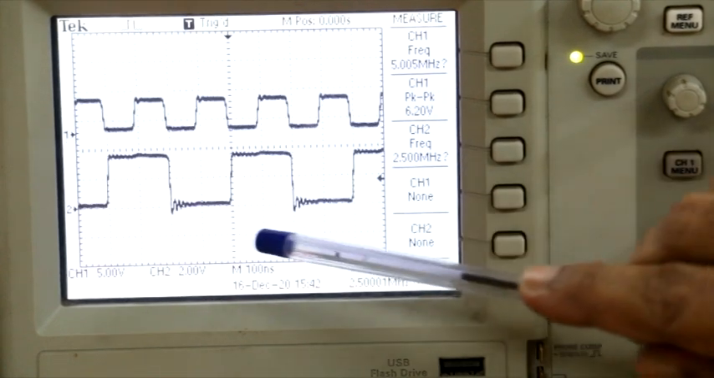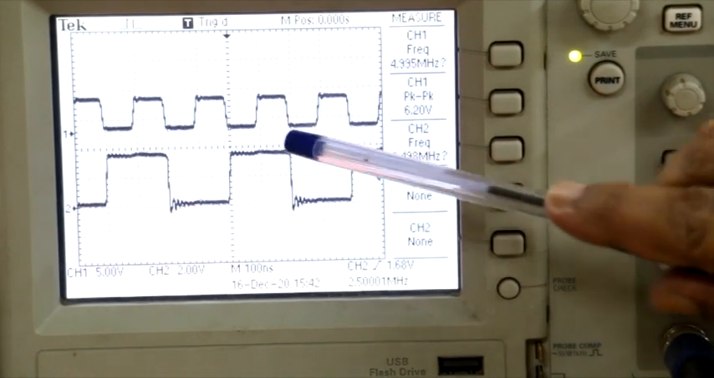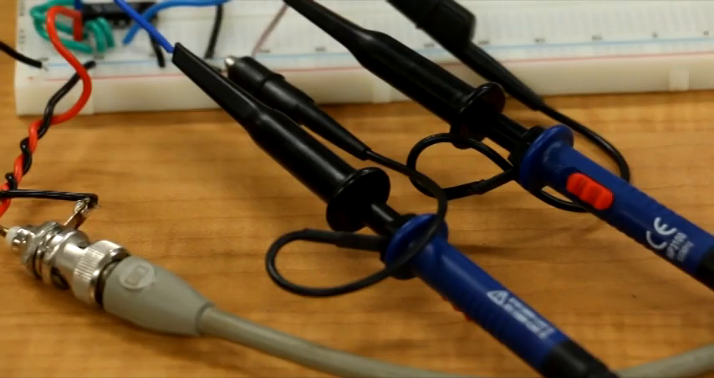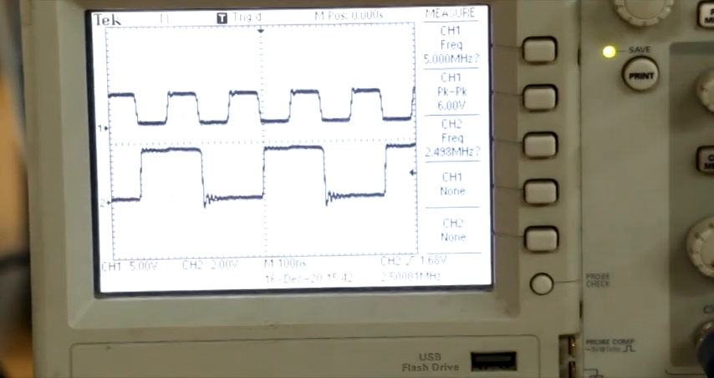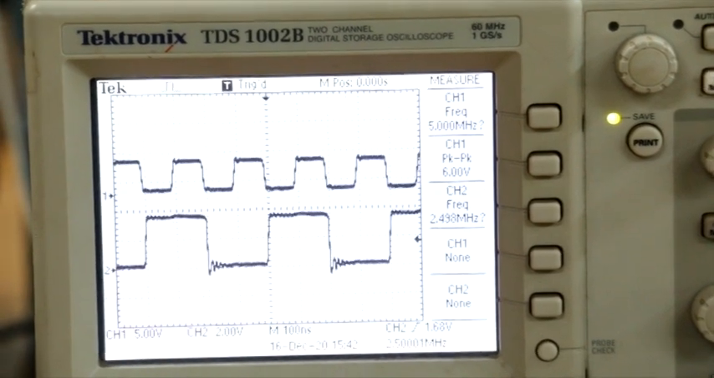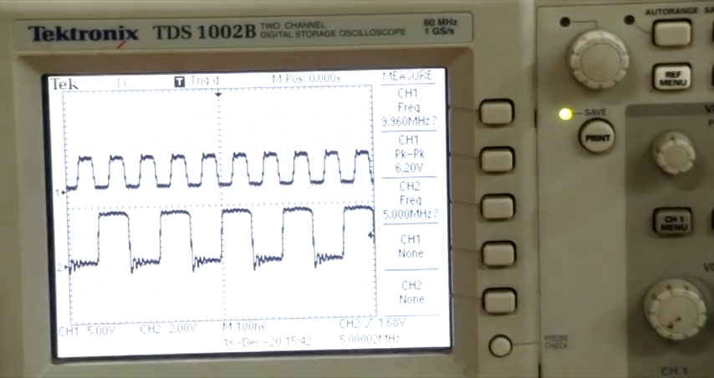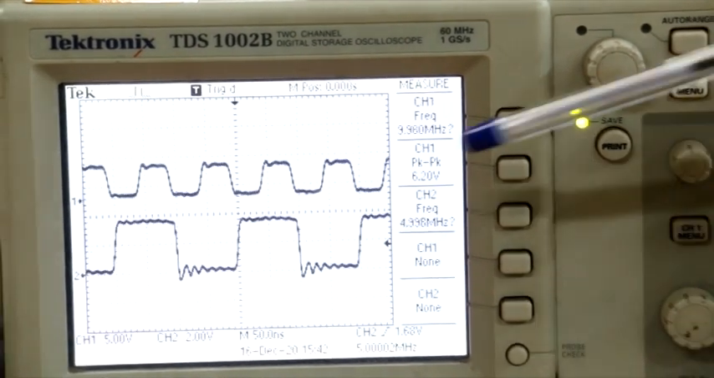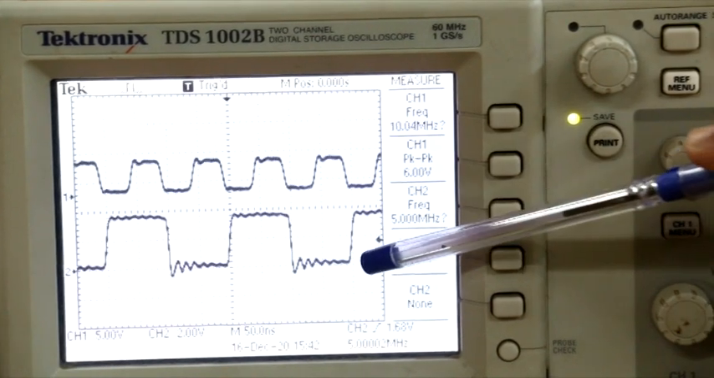But at the same time, you can now see a kind of ringing happening on this line. This is why I was telling you that once you start working above 1 megahertz, you need to be very careful. These small wires, even the probe ground leads, have to be as small as possible. Even at 5 megahertz, you can see it is kind of noisy. Let me go to 10 megahertz. So this is 10 megahertz at the input clock. Channel 1 is 10 megahertz, channel 2 is 5 megahertz.